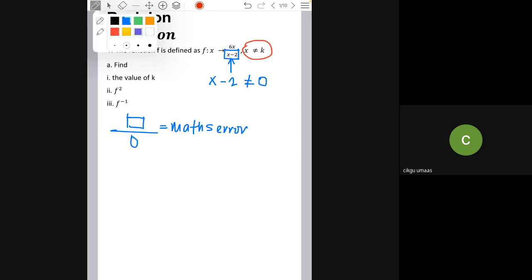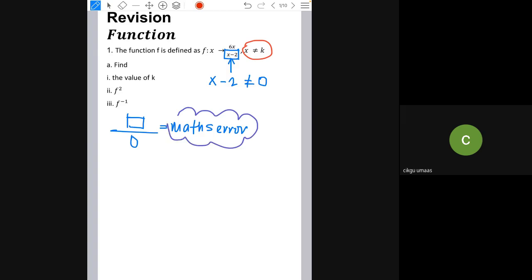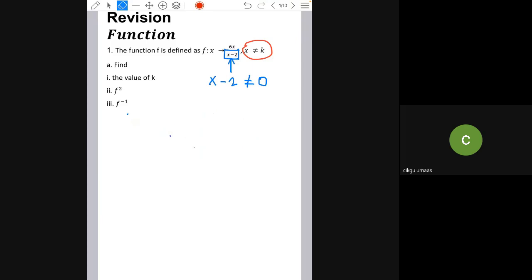When you go higher level, this max error is actually called infinite. But for the moment, for you, it's actually assumed as no solution. I cannot get an answer if the value at the bottom is 0. So what does this conclude for me? This tells me that x minus 2 cannot be equal to 0. So when I move the 2 to the other side, it becomes x cannot be equal to 2. And when I do a simple comparison, I will get the value for k.